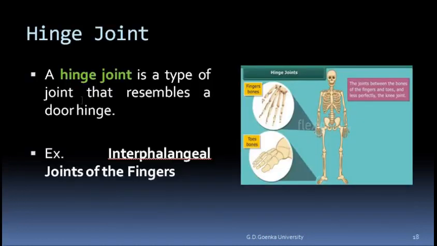Hinge joint. A hinge joint is a type of joint that resembles a door hinge, meaning having one axis and one plane, meaning the motion normally happens in a single axis only. Examples are the interphalangeal joints of the finger. It can be for the upper limb and it can be for the lower limb also.